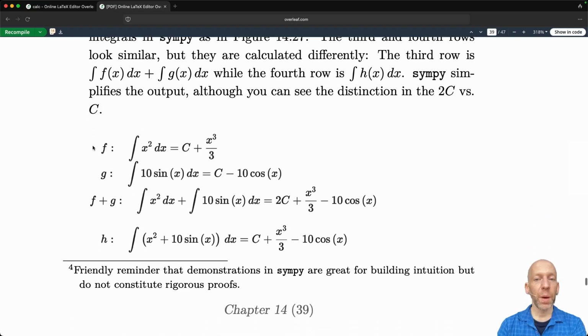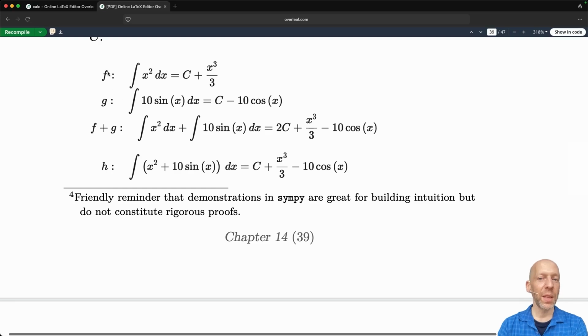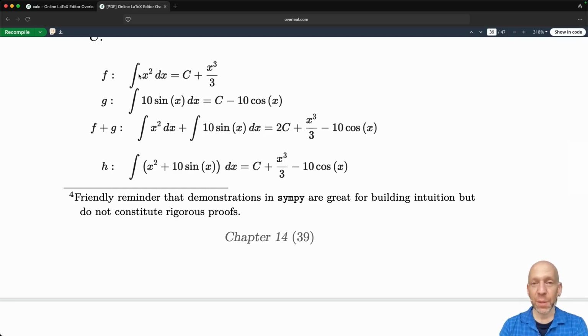So your SymPy code should create a figure or a text output, LaTeX output that looks like this figure. Here I'm printing out the indefinite integral of f. Here is g. Now these are done separately from each other. And here is f plus g. So this is the integral of f plus the integral of g.